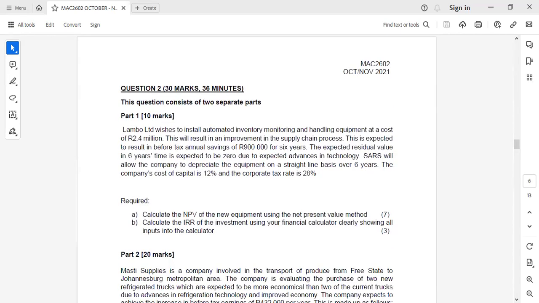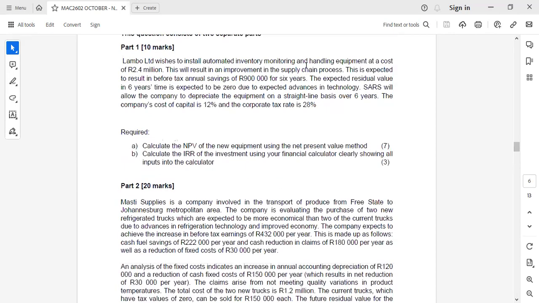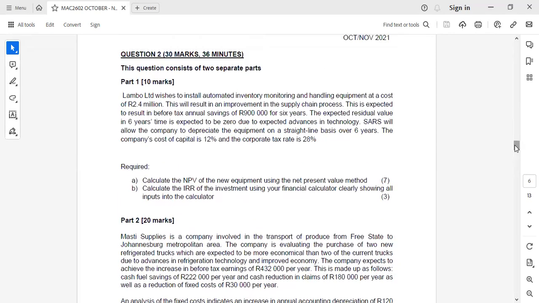So now let's deal with question 2. Let's deal with question 2 today. Question 2 has got 2 parts, so try by all means to make sure that we finish these 2 parts.